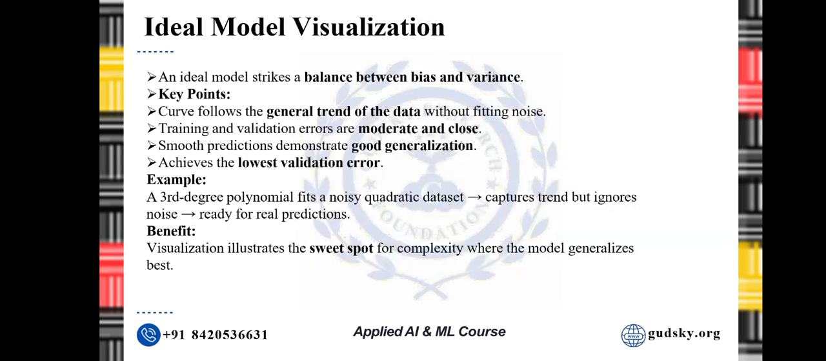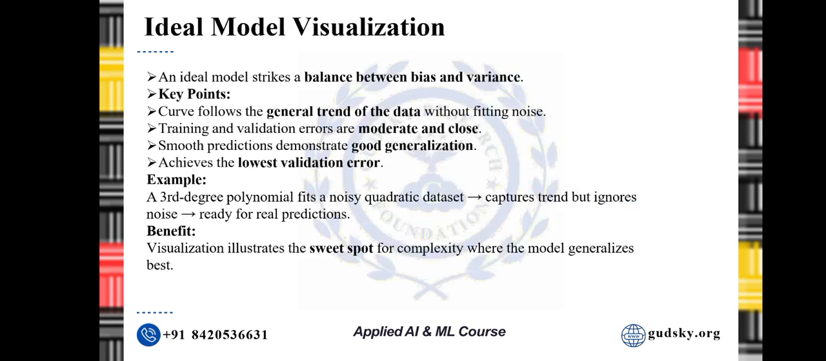Ideal model visualization. Now the million dollar question is, what does a perfect model look like? An ideal model sits right in between underfitting and overfitting, in the golden middle zone. Usually it's a smooth curve that follows the overall trend but ignores random noise. It doesn't chase every small bump or dip. Instead, it focuses on the main pattern.